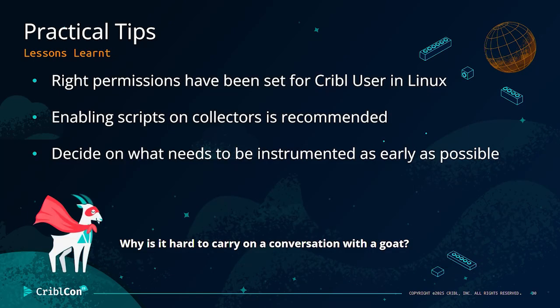So some practical tips we learned from this engagement include making sure you give the right permissions to the Linux Cribl user, as it needs to be able to read, write, and delete files and directories. Another tip we learned is rather than using the exec source like we have in this demo, it is better to enable scripts on those edge nodes, though that does require more work. And lastly, decide on what needs to be instrumented in the applications as early as possible, as this means less configuration changes down the line.